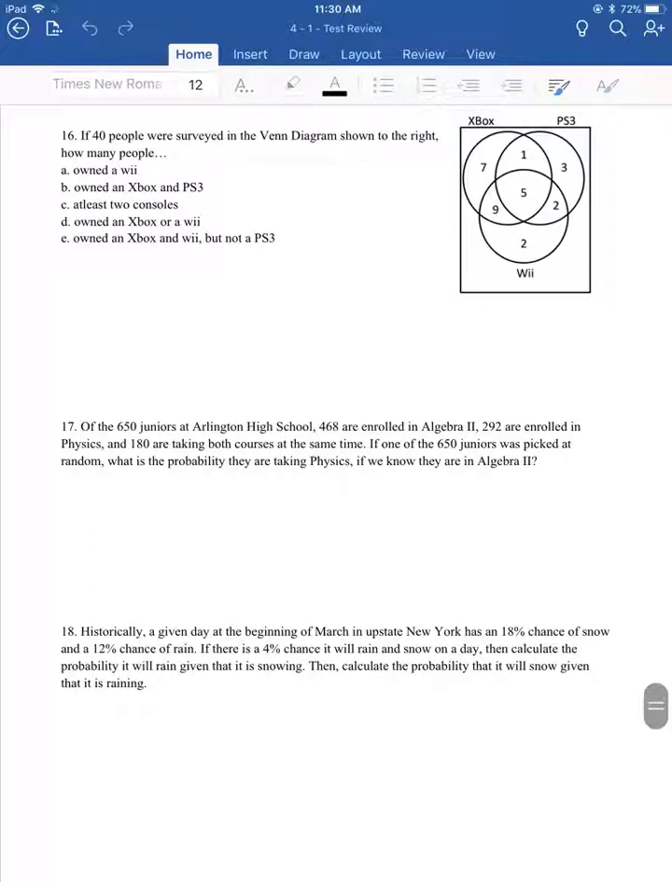7, 13, 9, 5, 2, and 2. So that only has 29. So we're actually missing 11 people. So just in case, we're going to put an 11 in the corner.